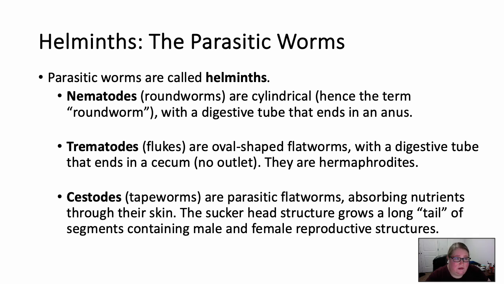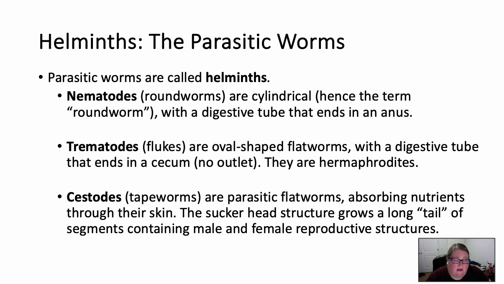The first category of invertebrate parasites that we're going to talk about are the helminths. Helminth is just a fancy word for parasitic worm. We have 3 types of helminths. We have the nematodes, which we refer to more around here as roundworms. We have the trematodes, which are flukes. And we have the cestodes, which we know more commonly as the tapeworms.